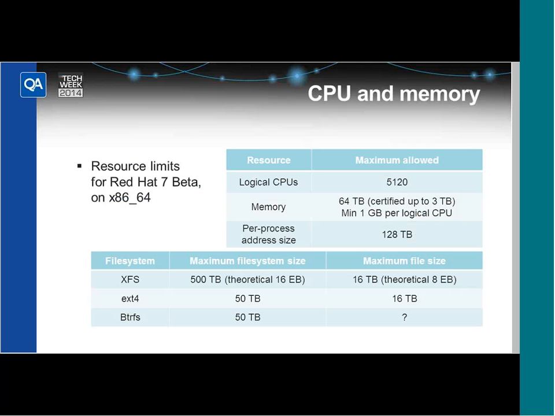I'm not going to go through the detail of the limitations, but we are in a really high availability clustering supercomputer world here near enough. We've got over 5,000 logical CPUs or cores. That is quite massive scaling up capability, going up to 64 terabytes of memory. That is not going to limit you right now, although the certification from Red Hat is up to 3 terabytes, with 1 gig per logical CPU.